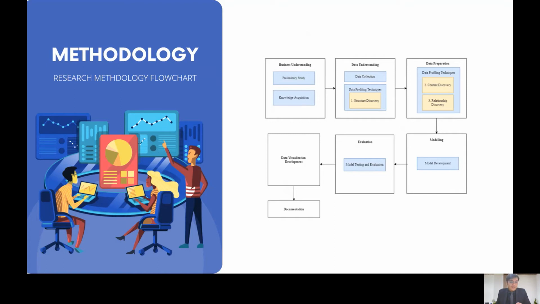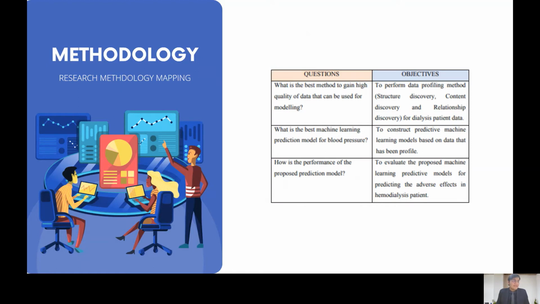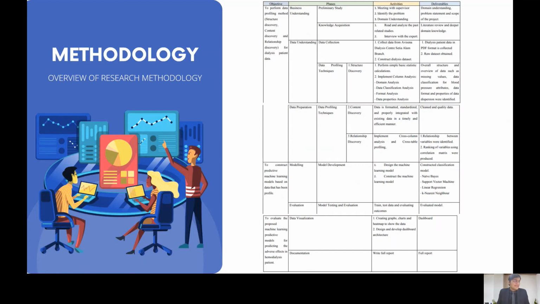Inside the data preparation, we embedded another two data profiling techniques, which are content discovery and relationship discovery. Next, we go to modeling, which is model development. Next, we go to evaluation, which is model testing and evaluation, data visualization, deployment, and documentation. These are basically the research methodology mapping. So these questions will be answered inside the results and findings in the last slide. And this is basically the overview of the research methodology in this project.